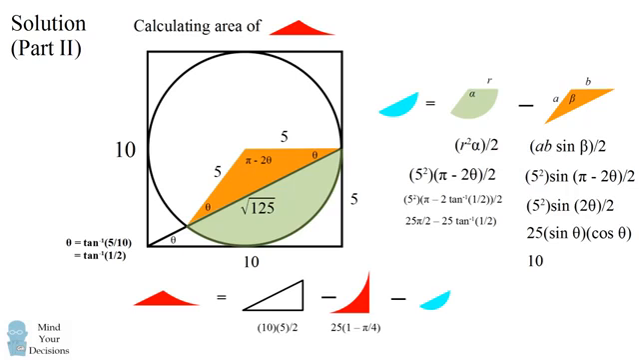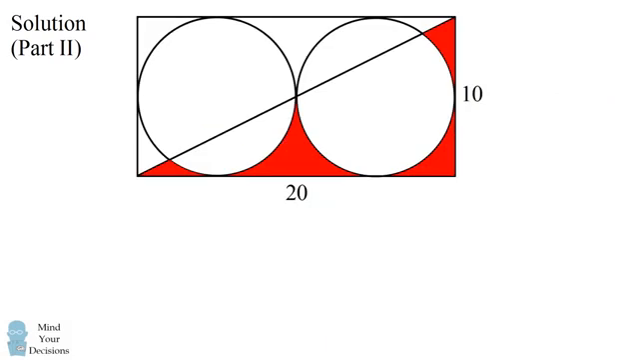And now we have a formula for the region of the circle that we want. It's 25 pi over 2 minus 25 times the inverse tangent of 1/2 minus 10. So we have all the different areas of the pieces we want, and we can simplify this formula to get the area of the lower left-hand corner is equal to 10 minus 25 pi over 4 plus 25 times the inverse tangent of 1/2. This is approximately 1.956.